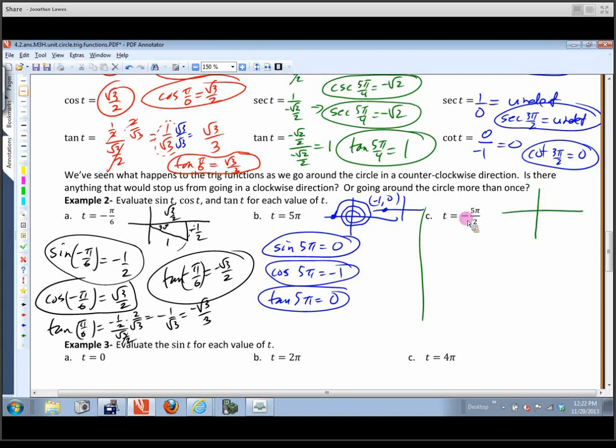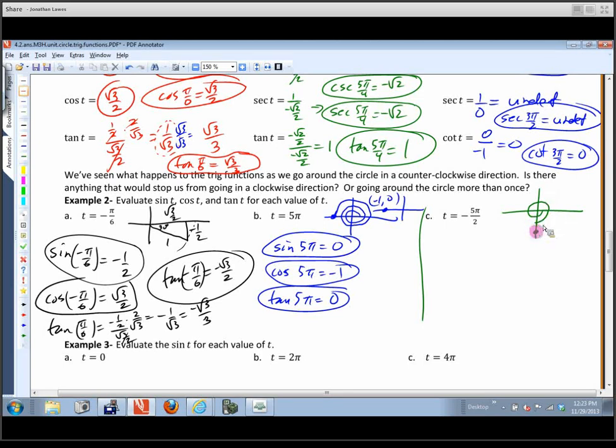Negative direction, so we're going to go in a clockwise direction. 5 pi halves. So there's 1 pi halves, 2 pi halves, 3 pi halves, 4 pi halves, and 5 pi halves. So here is, again, started here, all the way around to there. Okay, so that would be an angle of 5 pi halves, or negative 5 pi halves, excuse me.